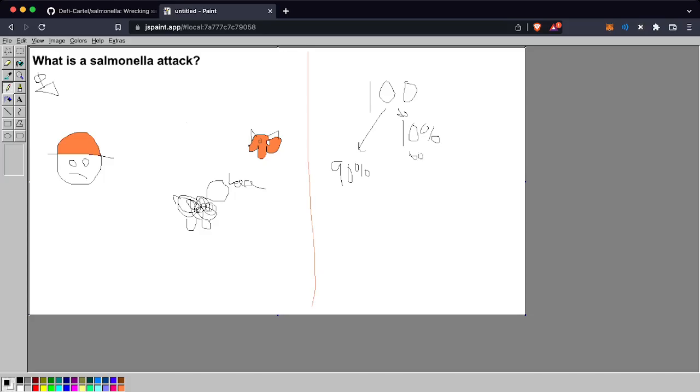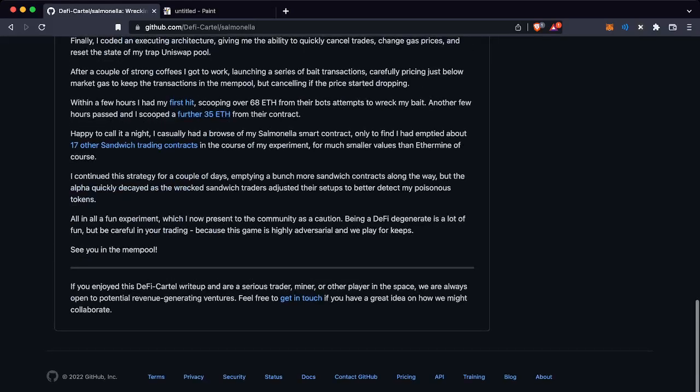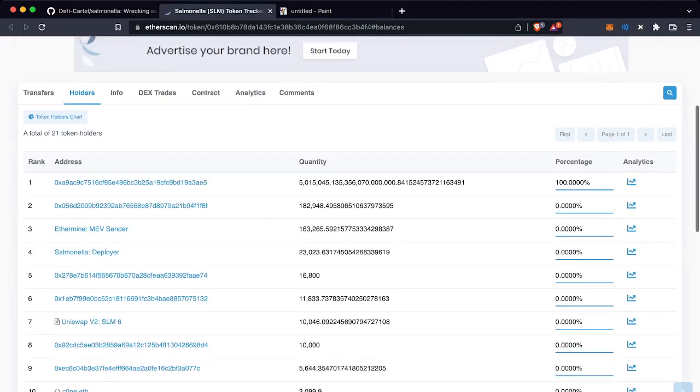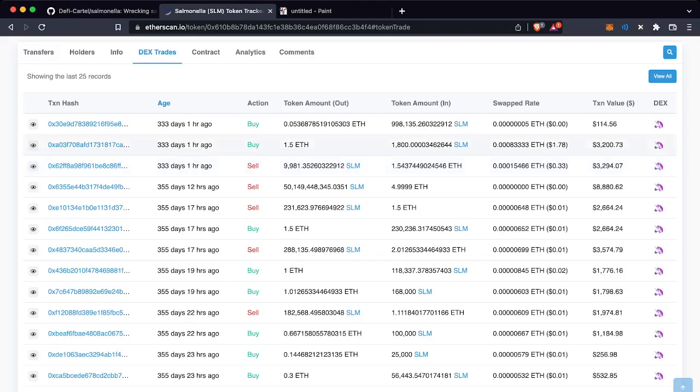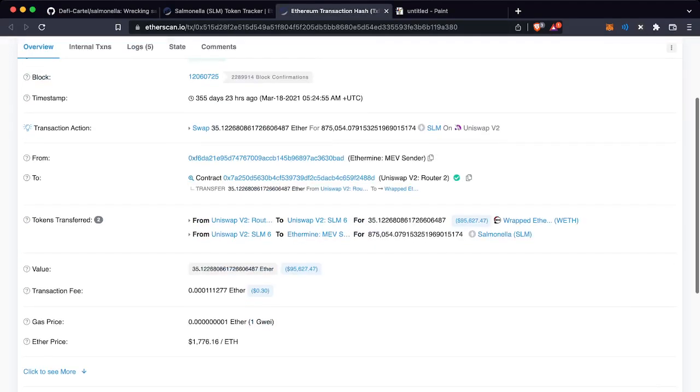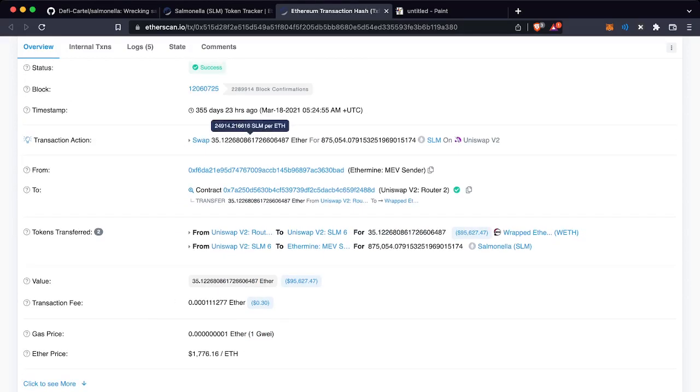What he did is he basically made a lot of transactions that looked appealing for MEV, so he would do really high slippage and really big buys on low liquidity pools, and then he would just trap them. And this is a whole collection on the Salmonella token of all the little transactions he had here. You can see the DEX trades. This is one of them right here. He took 35 ETH from the contract. This is a while ago, but made a really big buy, and then they tried to MEV his transaction by selling right after him. And then he got all that back because even though they traded 35 ETH, he got 90% of that.